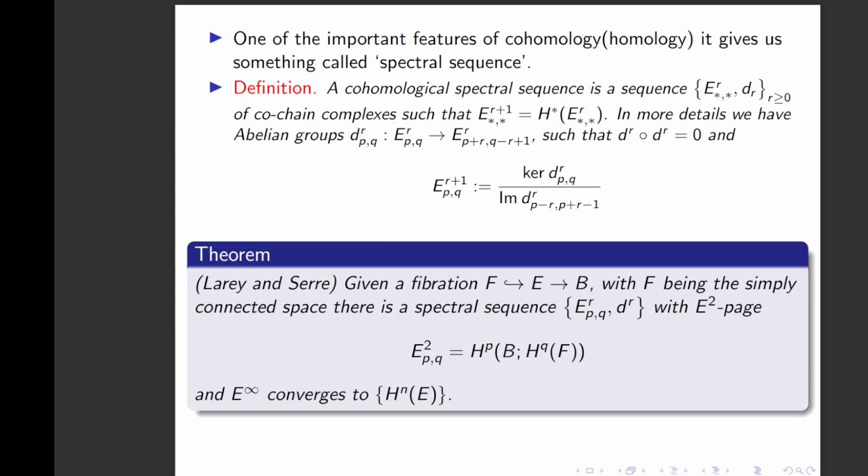So basically H^q(F). F has a cohomology, right? Q-dimensional cohomology. So you are measuring the cohomology of B with respect to that being in the coefficient. No, no, there is no cup product. This is the coefficient, right? So this is the coefficient.